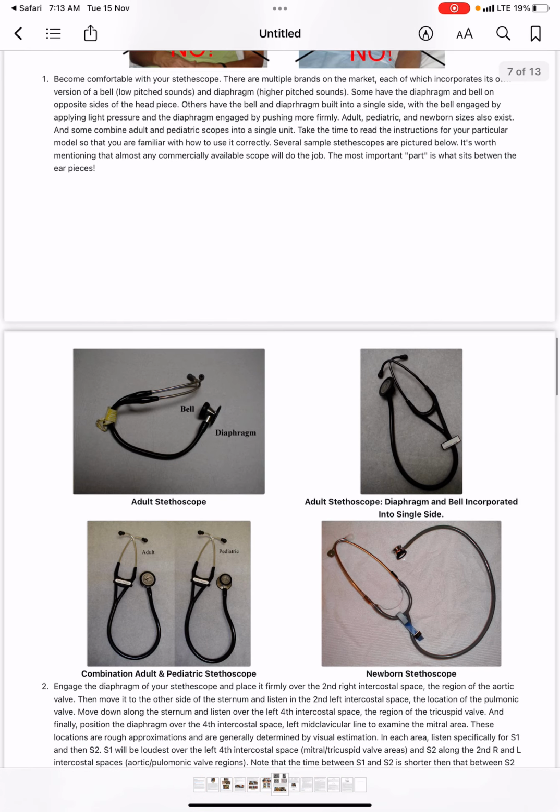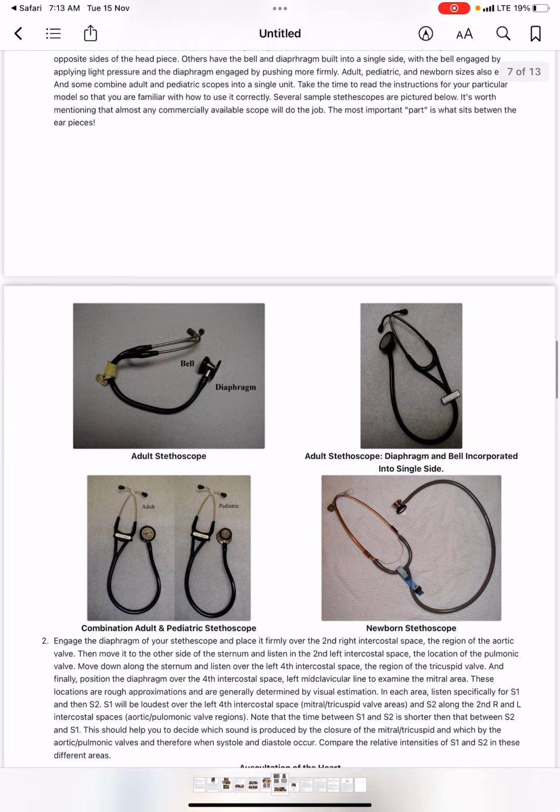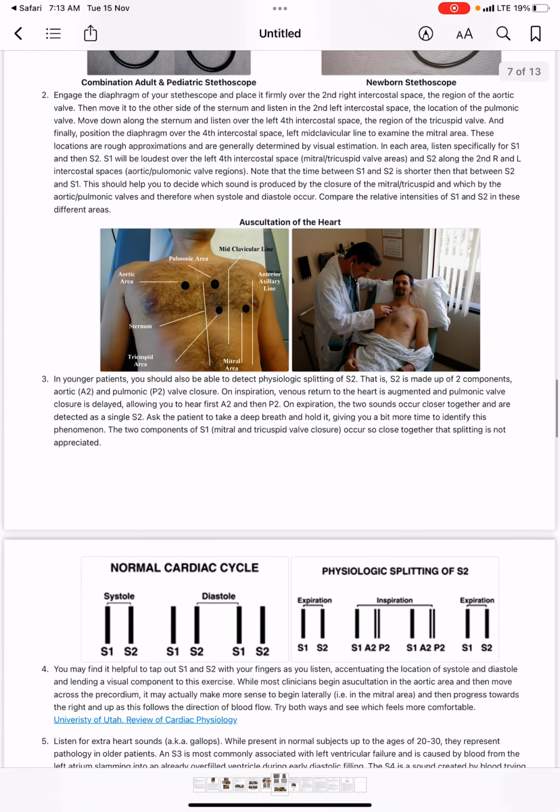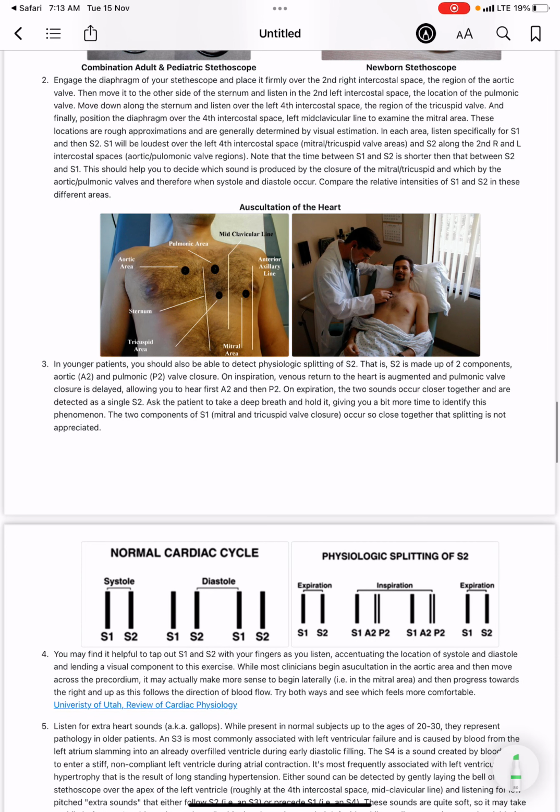Become comfortable with your stethoscope. Engage the diaphragm of your stethoscope and place it firmly over the second right intercostal space. The second right intercostal space is the region of the aortic valve. So which is the region of the aortic valve? The second right intercostal space.